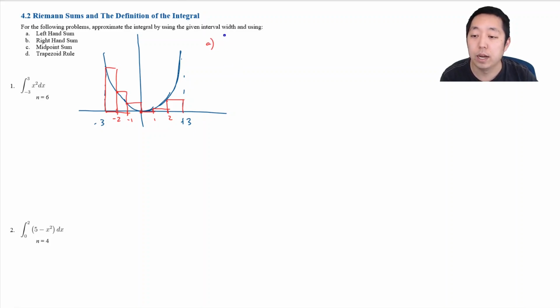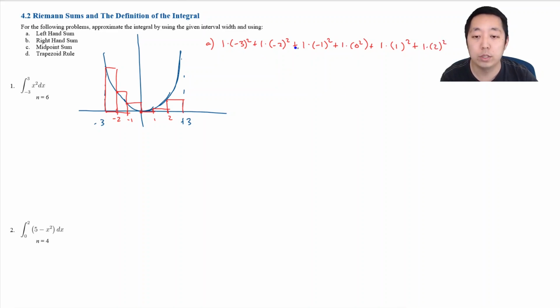That means I'm doing the y value times the interval. So each one is 1 wide, so I'm going to do 1. And this rectangle has a height of 3 squared because the function is x squared, right? So it's negative 3 squared plus 1 times this height, which is negative 2 squared, plus 1 times this height, which is negative 1 squared. It's always the y value, because this is the equation y equals x squared, plus 1 times 0 squared, plus 1 times 1 squared, plus 1 times 2 squared.